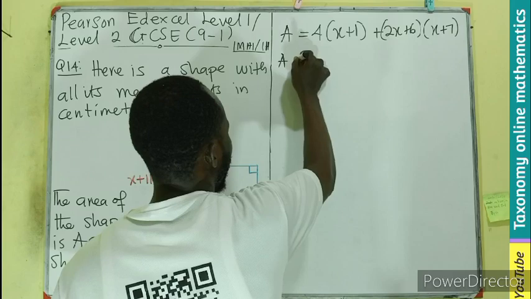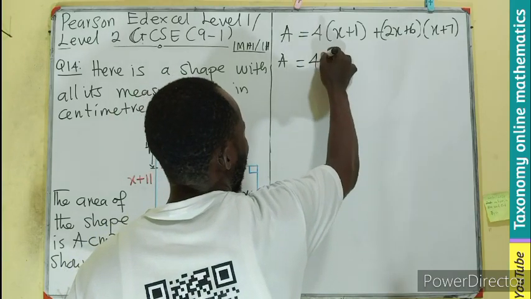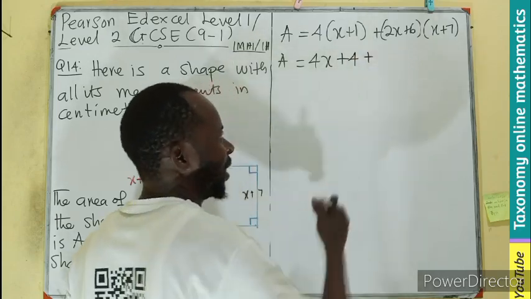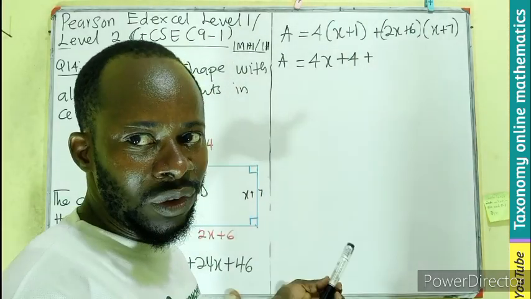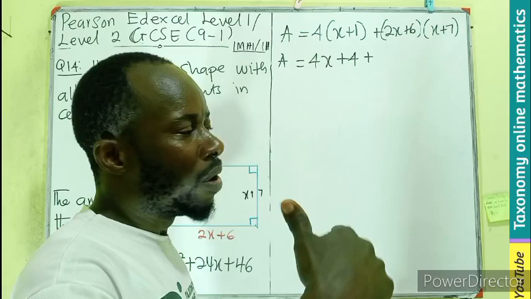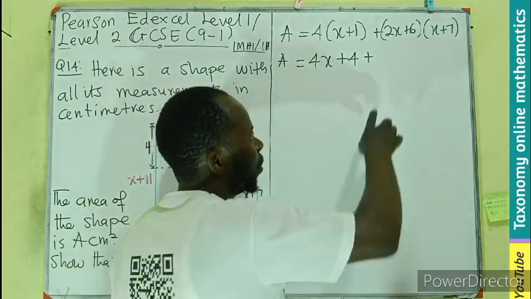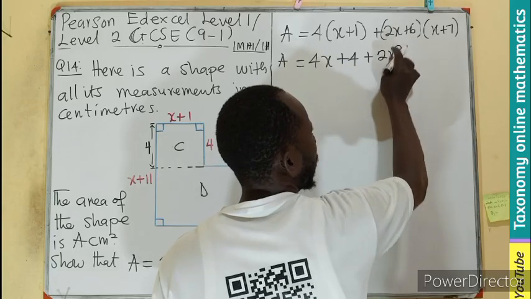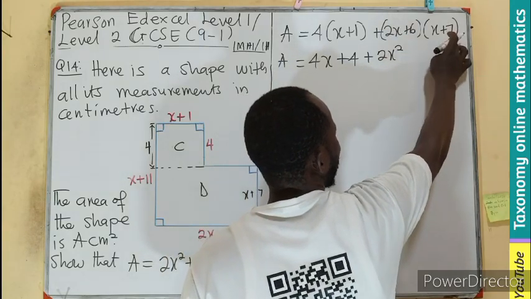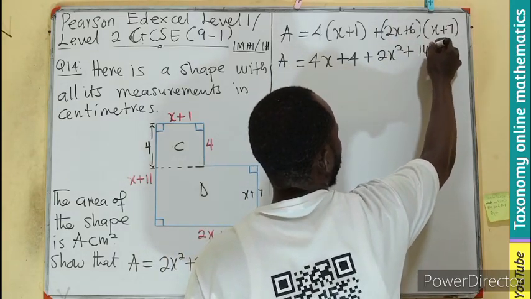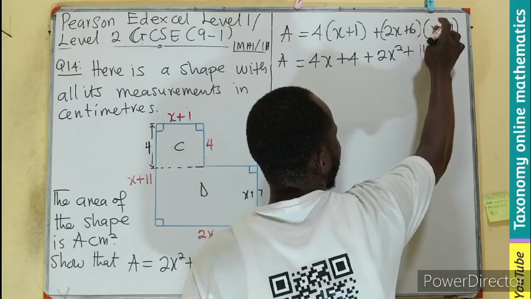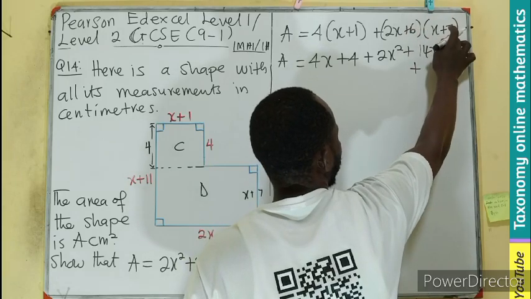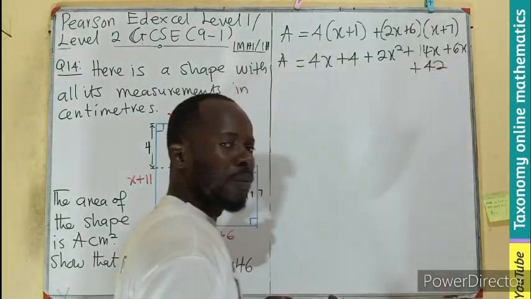Let's maintain the A and expand. 4 times x is 4x, 4 times 1 is 4. In this bracket, we are going to expand it by multiplying all the terms in the first bracket by the terms in the second one. So 2x times x will be 2x squared, 2x times 7 will be plus 14x, 6 times x is 6x, and 6 times 7 will be 42.